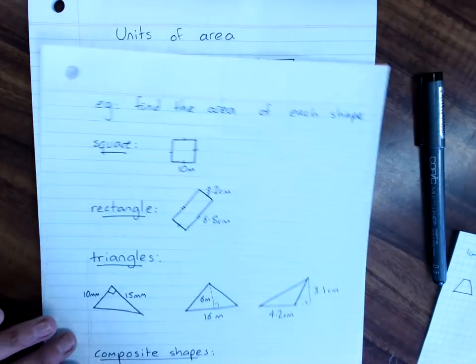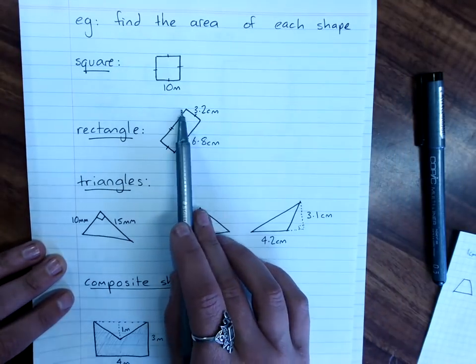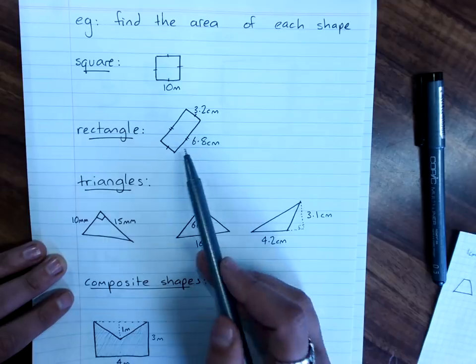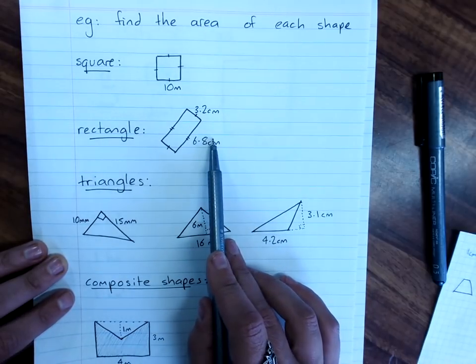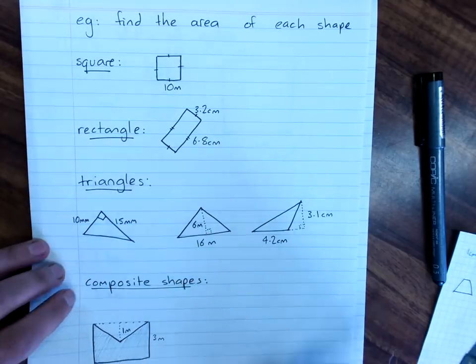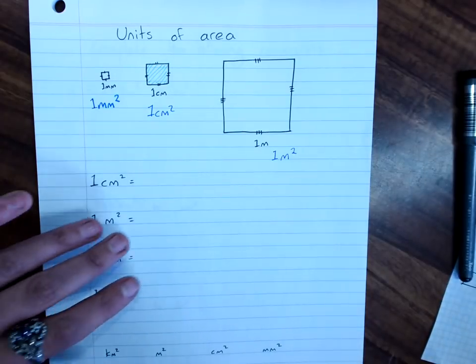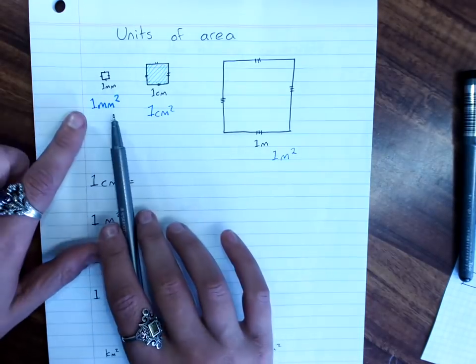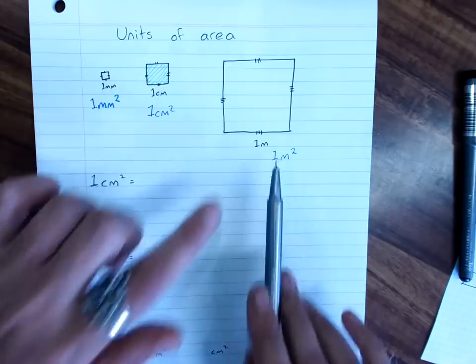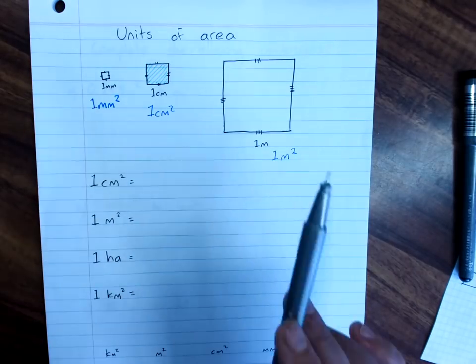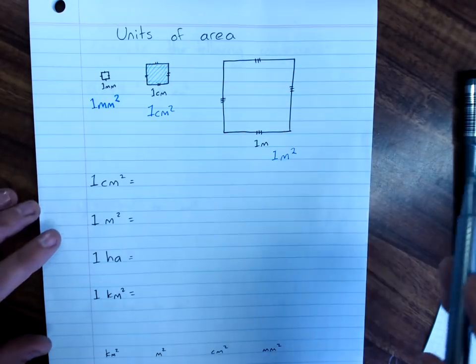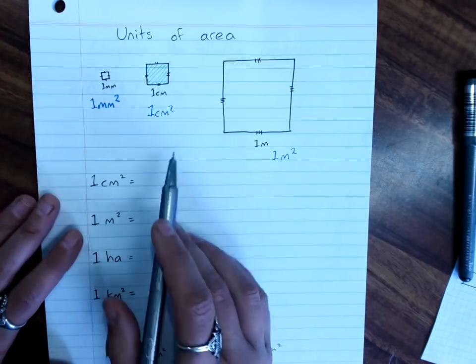So when we do some questions later, if they give me centimetres as my side length, I'm going to find the answer in centimetres squared. If they give me metres, I'll find the answer in metres squared. But sometimes we will have to convert between the different areas. And it's not as simple as length conversion, it's a little bit different.